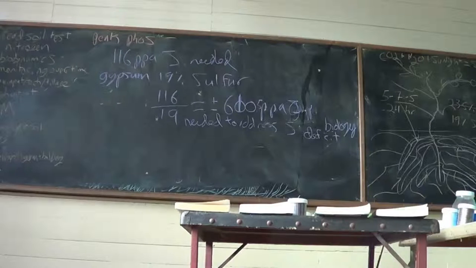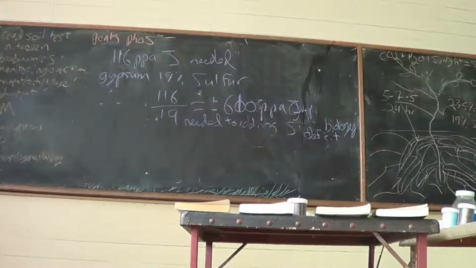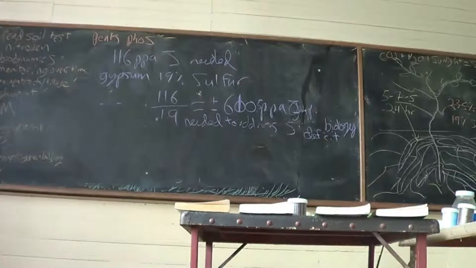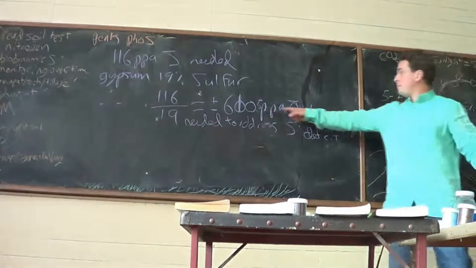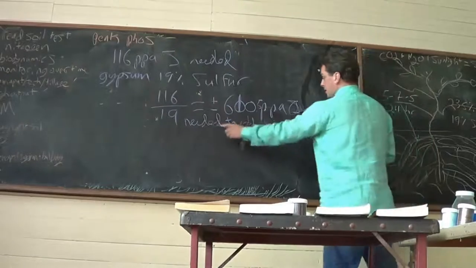So 116 pounds per acre of sulfur. We did it over here. The target was 75. What the report said was present was 17. So times 2 is 150 and 34. So we need 150 pounds per acre of sulfur. We have 34 pounds per acre sulfur. So we have a deficit of 116 pounds per acre sulfur, which is where that 116 came from. And then you have 19% sulfur in gypsum. So this is 116 over 0.19 equals 610 pounds per acre gypsum needed to address sulfur deficiency.